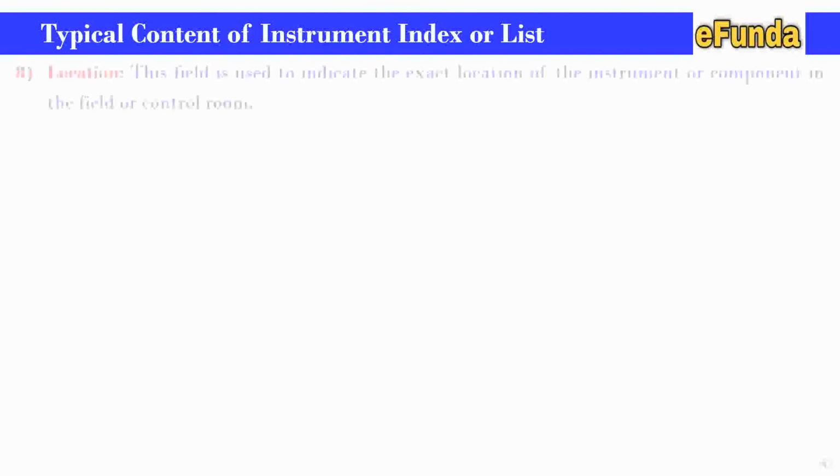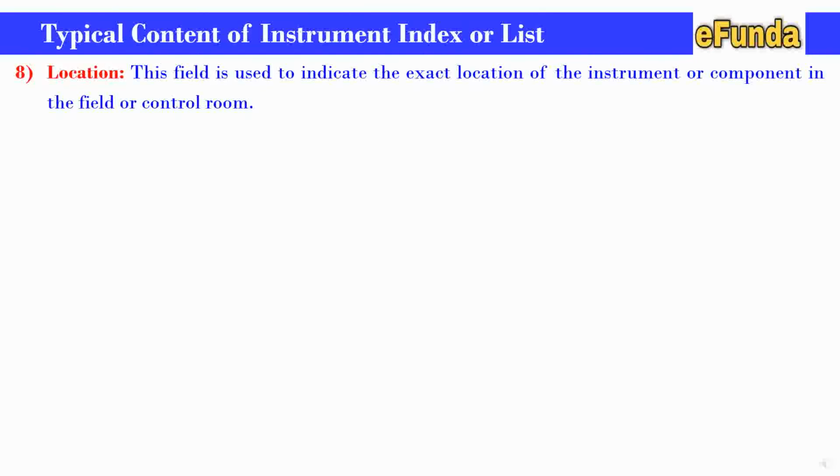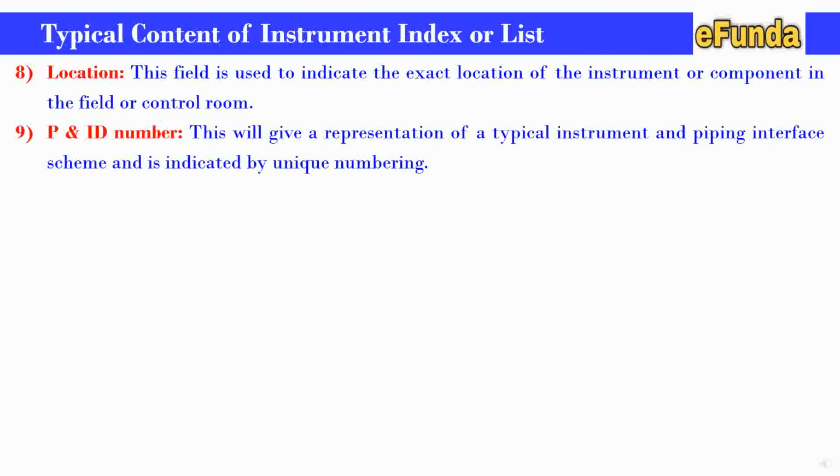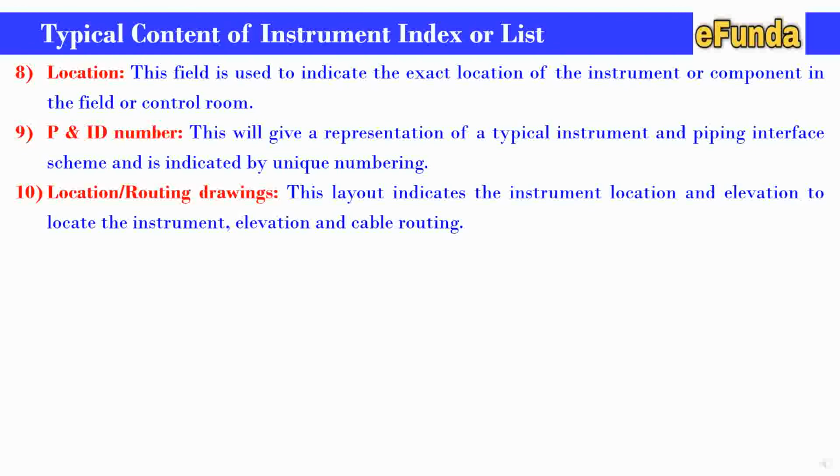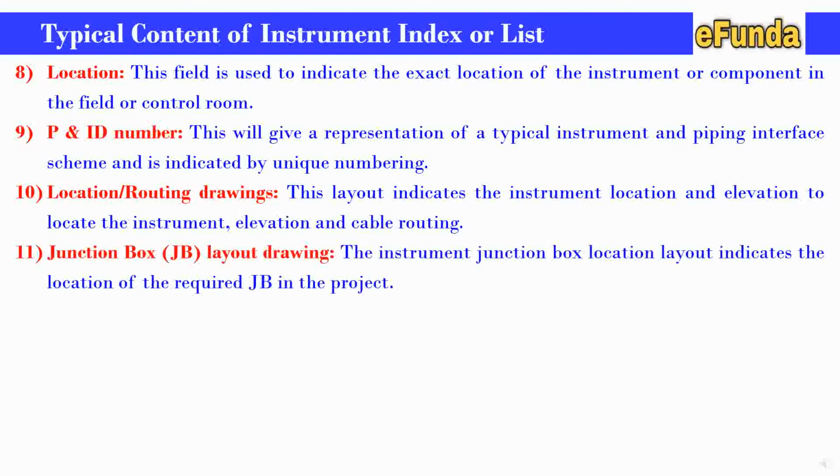Location, this field is used to indicate the exact location of the instrument or a component in the field or a control room. P&ID number, this will give a representation of a typical instrument and piping interface scheme, and it is indicated by a unique number. Location routing drawing, this layout indicates the instrument location and elevation to locate the instrument, elevation and cable routing. Junction box layout drawing, the instrument junction box location layout indicates the location of the required JB in the project.